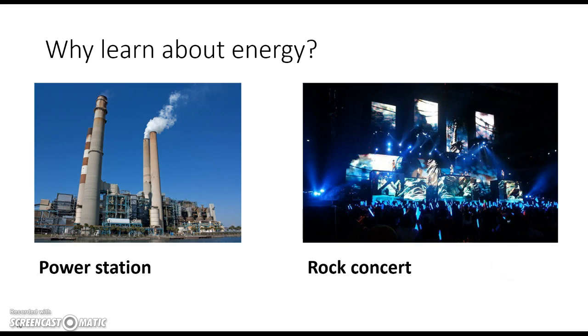Before we talk about potential energy, let's remind ourselves about why we learn about energy. Energy is essential for our daily lives. For example, at this rock concert, many different forms of energy are being used: sound, heat, and light. And we would not be able to have our rock concert if power stations did not exist. In other words, power stations generate electrical energy, which is then converted to the different forms at this rock concert. And of course, not just the rock concert, but many other aspects of our lives. If we did not have energy, we would not be able to live at all.